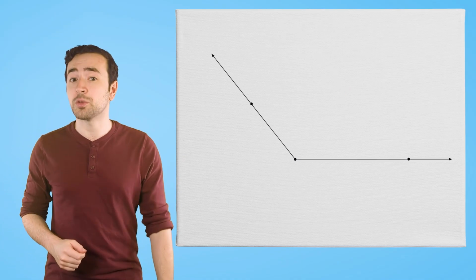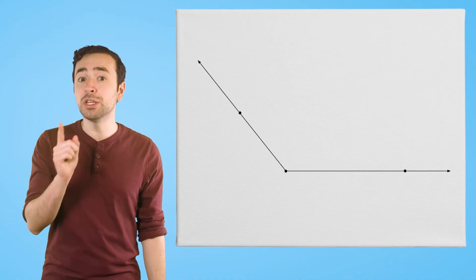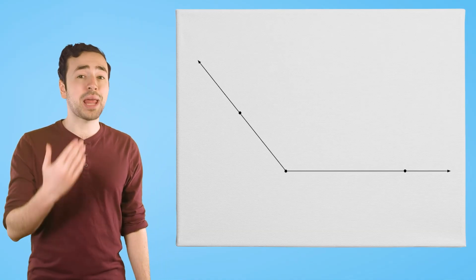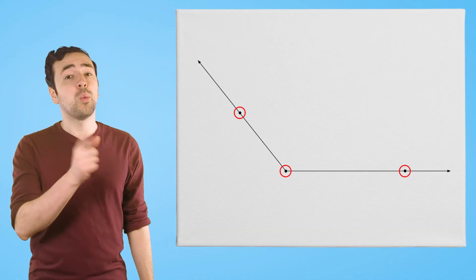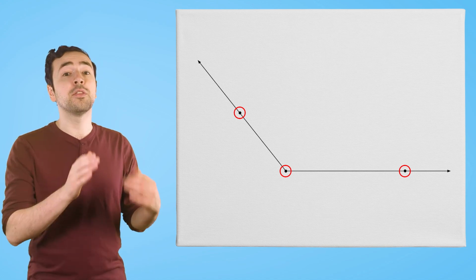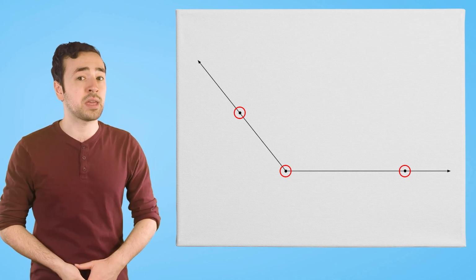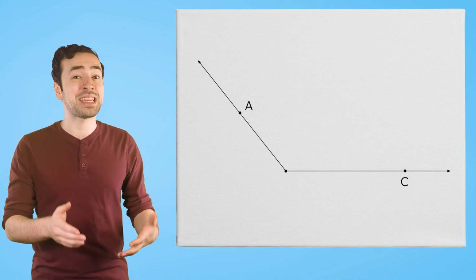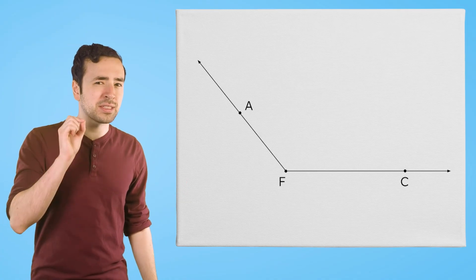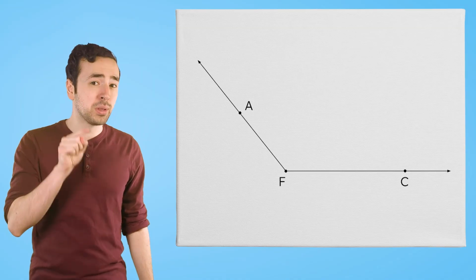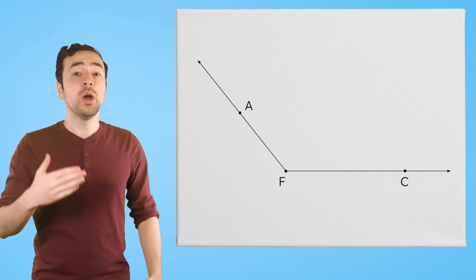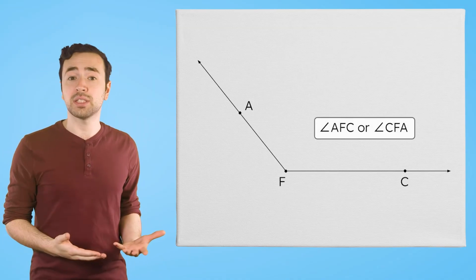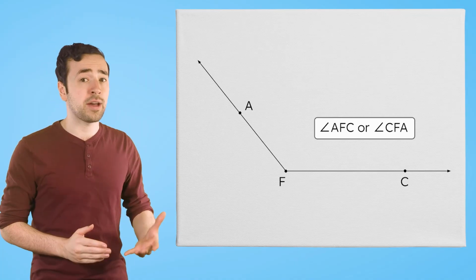And just like lines and rays, angles can be named using points. To name an angle, we use 3 points, 1 point on each ray, and the point that makes the vertex of the angle. For instance, this angle has points A, C, and F. Since point F is the vertex, it'll be the middle letter when we name it. So we can call this angle AFC or angle CFA.